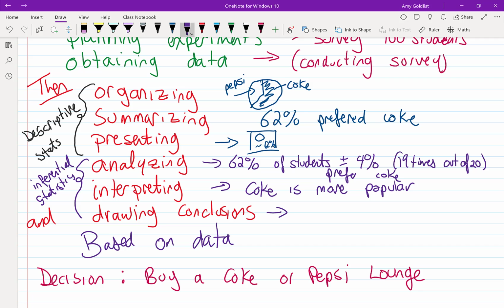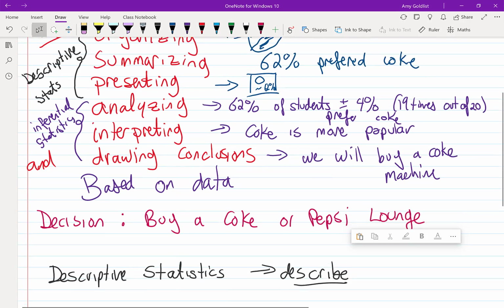Then I'm going to draw my conclusions, and I also like to call this making a business decision, is we're going to actually make a decision here. We're going to buy a Coke machine or sign a contract with Coke, not Pepsi. So we've made a decision there.